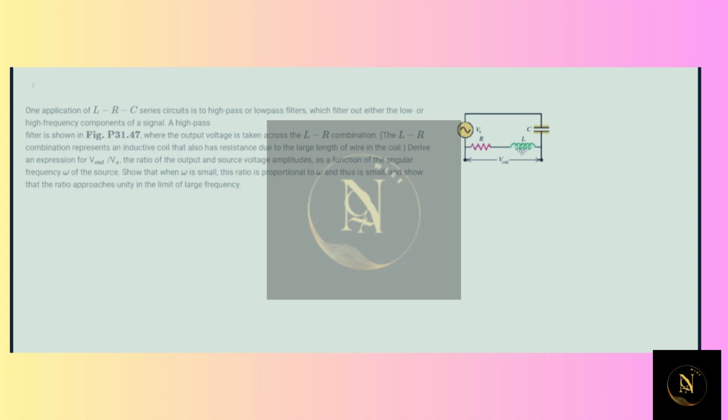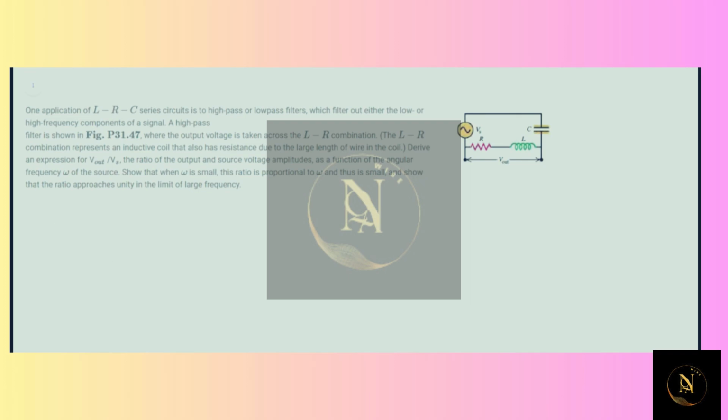For this problem, we have a series LRC circuit. We want to find the ratio of V out over Vs, and also conclude that when omega is large, this is a high pass, not a low pass. To do that, we need to figure out V out first.